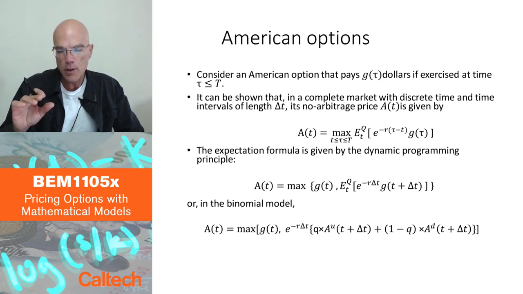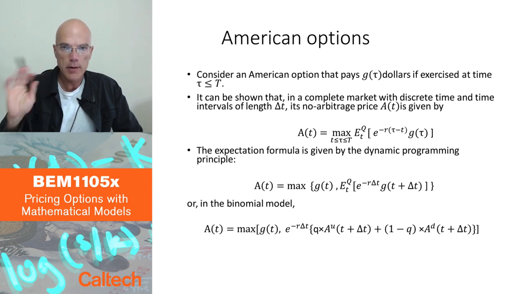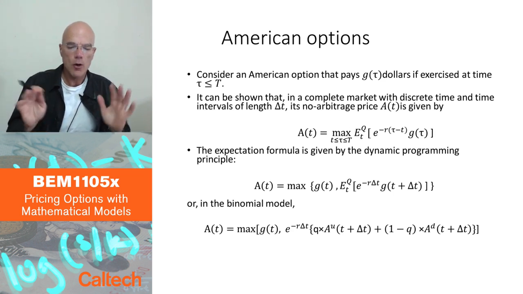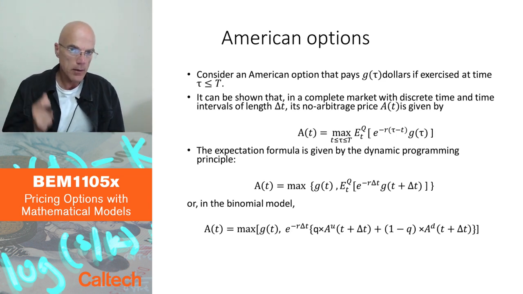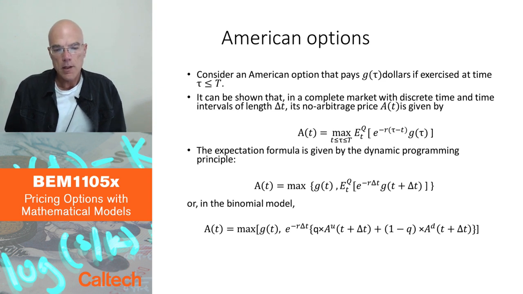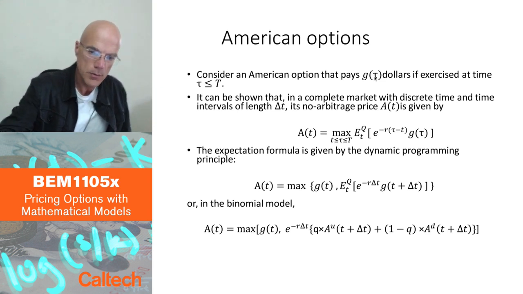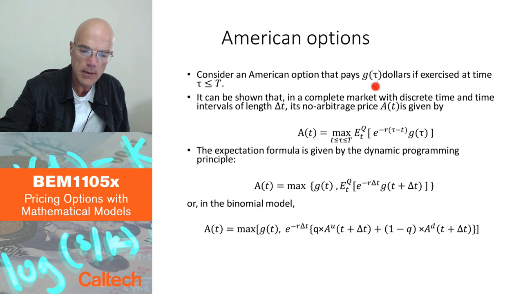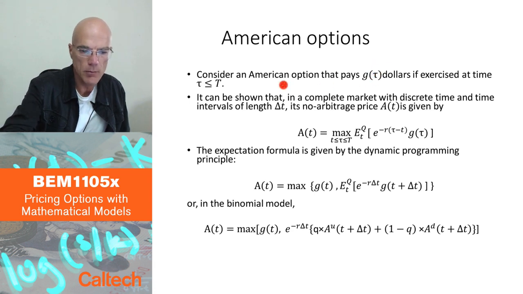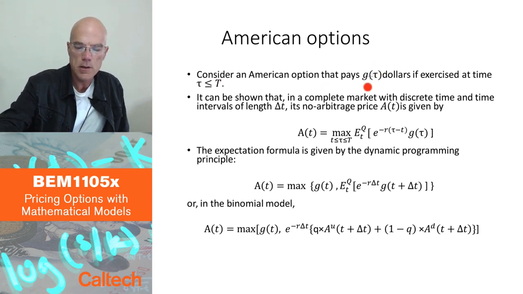I'll first give you a general formula for American options, the Martingale pricing formula, the risk-neutral pricing formula, without any proofs, just maybe a little bit of intuition, and then we'll apply it in a binomial tree. Okay, so I'm going to consider an American option that pays G of tau, this is just notation, G of tau dollars if exercised at time tau, before maturity. That's just notation, how much the option pays if it's exercised at time tau.